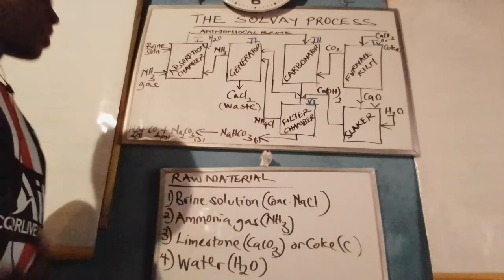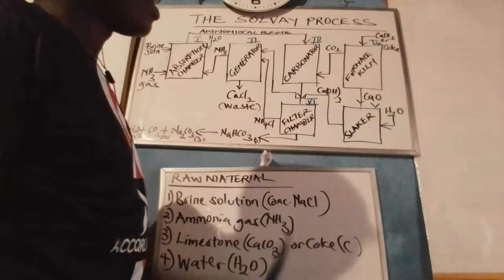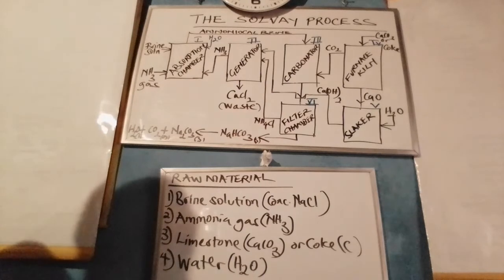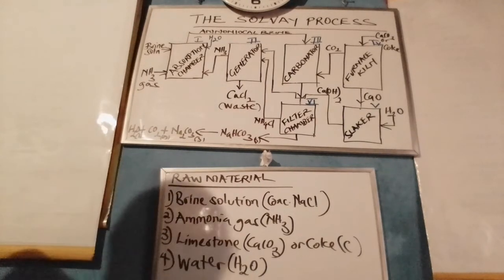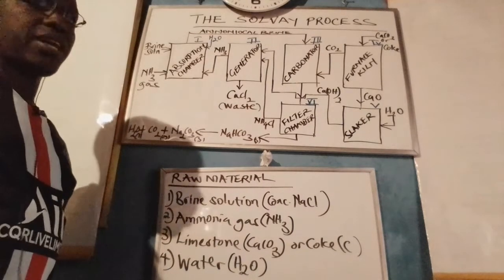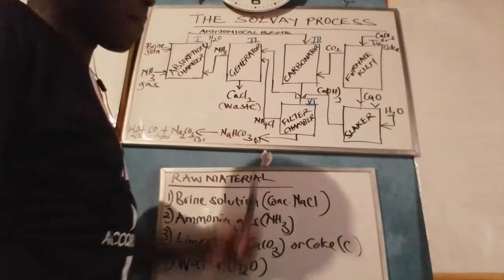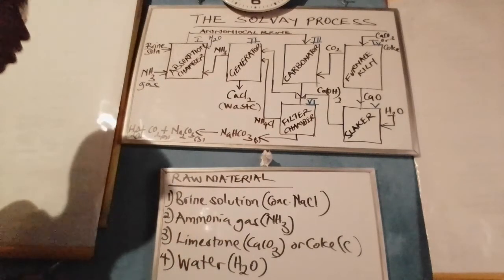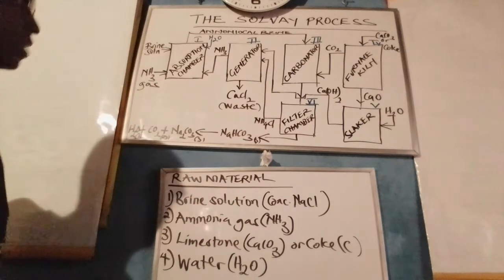The ammoniacal brine is immediately transferred into the carbonator, which is the third chamber in this process. Within the carbonator, the reaction produces what is known as ammonium chloride and sodium hydrogen carbonate. The mixture of these two substances is transferred to the filter chamber, in which the residue sodium hydrogen carbonate is obtained and the filtered ammonium chloride is equally obtained.